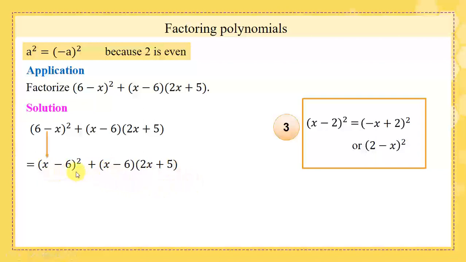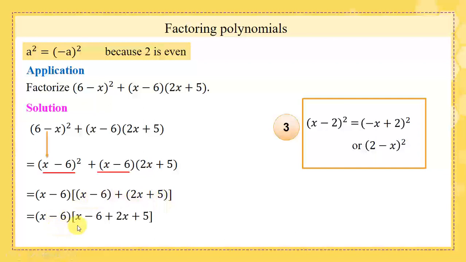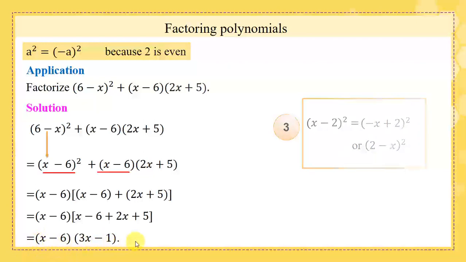Now we get a common factor, which is x minus 6. We put it outside, we open the brackets. The remaining part is (x minus 6) plus (2x plus 5). Now we reduce, so we get the final answer, (x minus 6) times (3x minus 1).